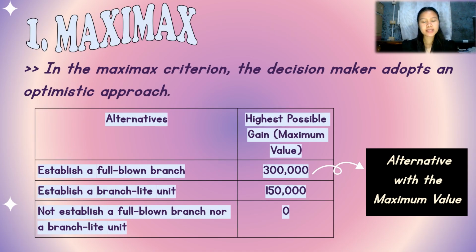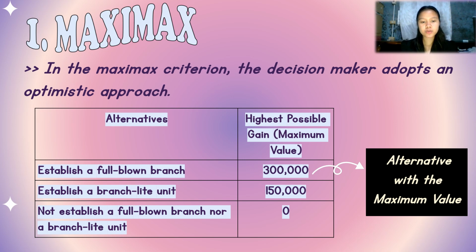So, yung first criteria is the maximax. In the maximax criterion, the decision maker adopts an optimistic approach. He or she selects the alternative that has the highest possible gain or maximizes the outcome for every alternative. Once the highest possible gain of all alternatives has been determined, the alternative with the highest maximum value is chosen.